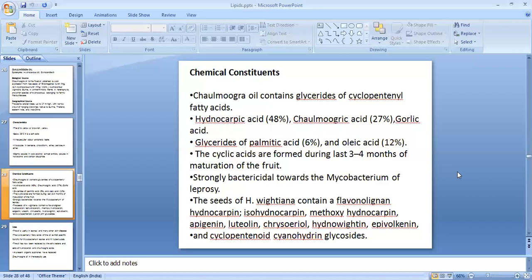And these cyclic acids are usually formed in the seeds just 3 to 4 months before the maturation of the fruit. They have a strong bactericidal effect towards Mycobacterium species, especially Mycobacterium leprae.